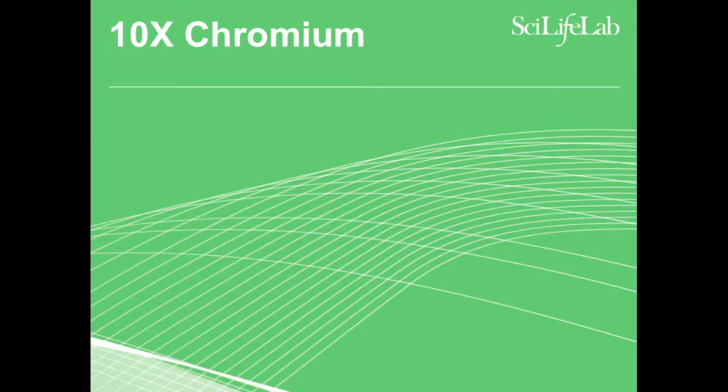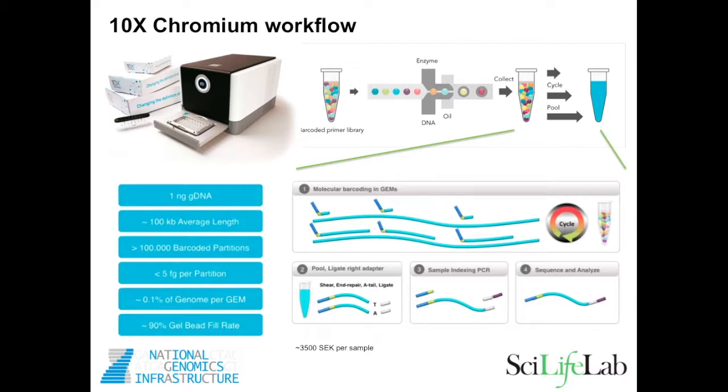So over to the 10x Chromium. Shown here is the workflow. It's long pieces above 50 kb that are encapsulated in droplets with gel beads and with the barcodes and necessary reagents. At the end you will get a regular Illumina library with about 300 base pair inserts that we run typically on the HiSeq X.